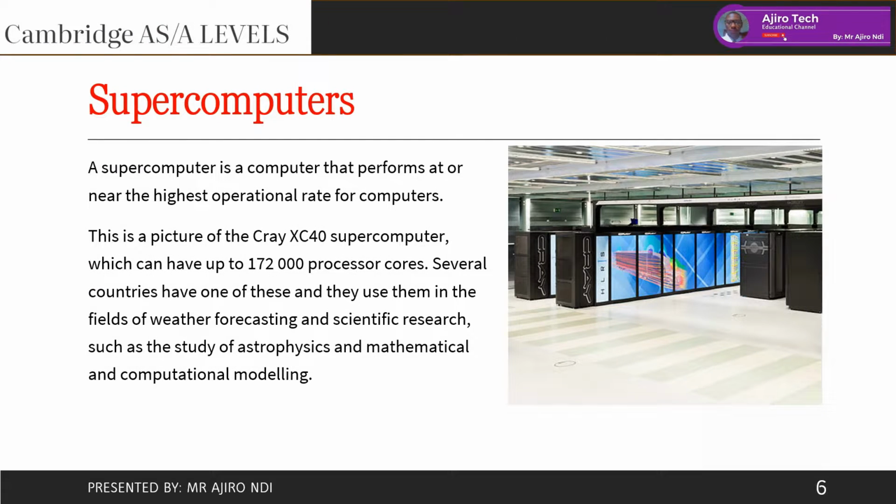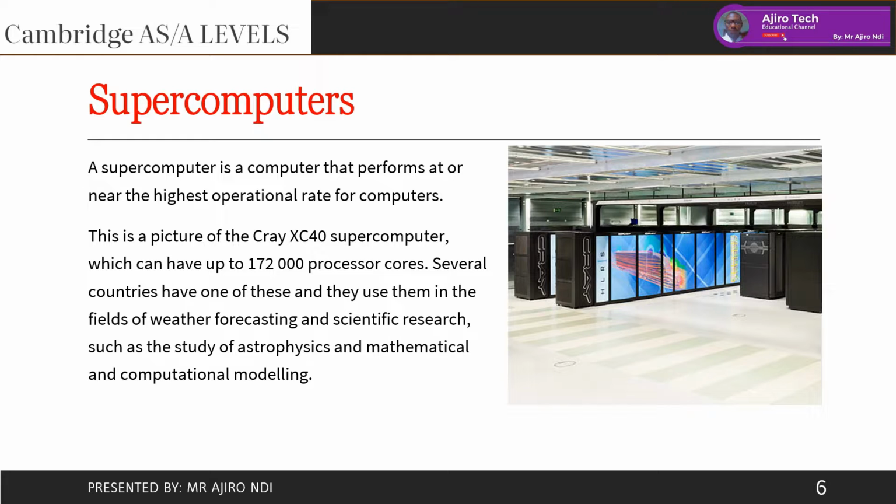Let's talk about supercomputers. A supercomputer is a computer that performs at or near the highest operational rates for computers. That's what they are. This is a picture of an example of a supercomputer. This right here is the Cray XC40 supercomputer. Now it has, get this, up to 172,000 processor cores. Several countries have one of these, and they use them in fields of weather forecasting and scientific research, such as mathematical or computational modeling. So this is very, very important.